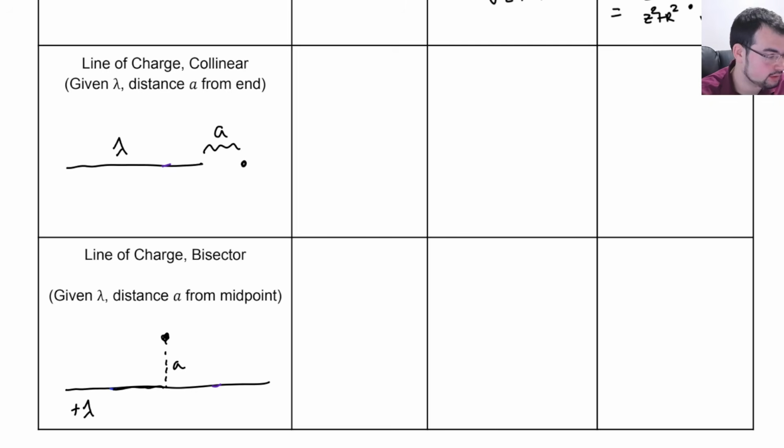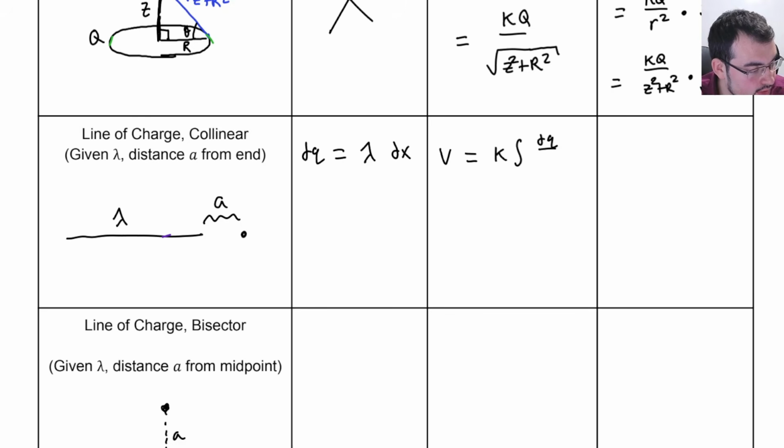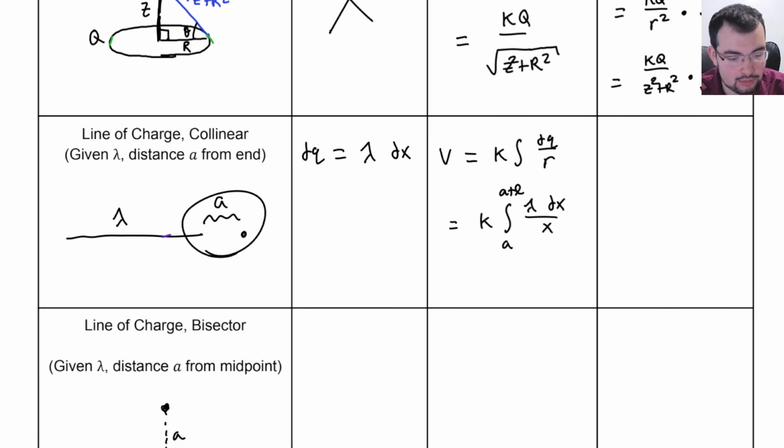Line, collinear with one end. So here this is a line charge, so dq would be lambda dx. Nothing to do there. Then your V is just the integral of k dq over r. So this is just k times the integral of lambda dx over x from a to a plus L, because you're a distance a from one end, and then the farthest rod segment would be a plus L. So you get a natural log term in there.